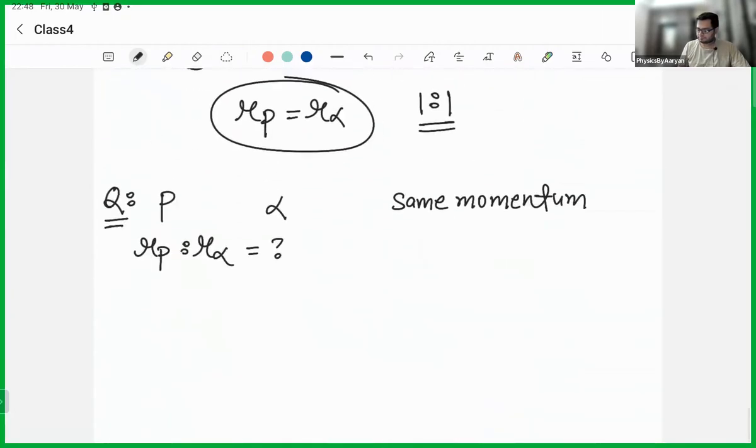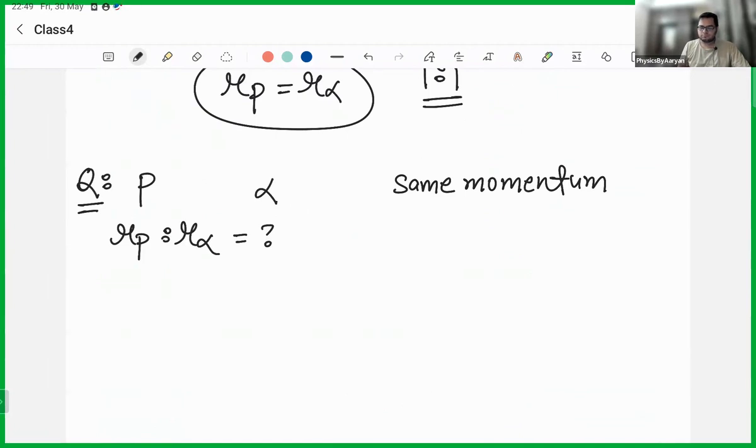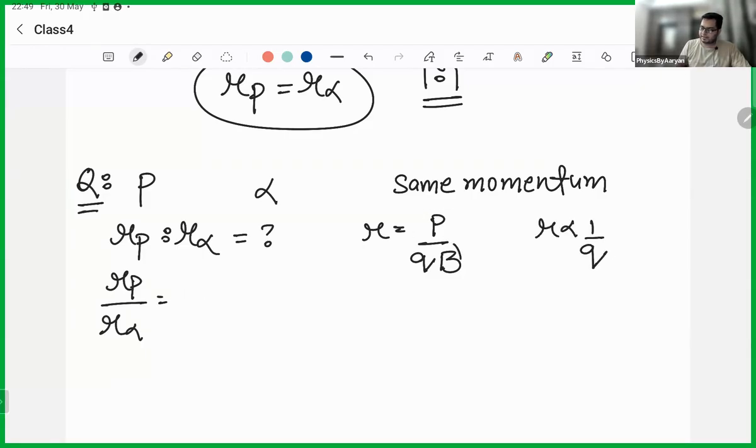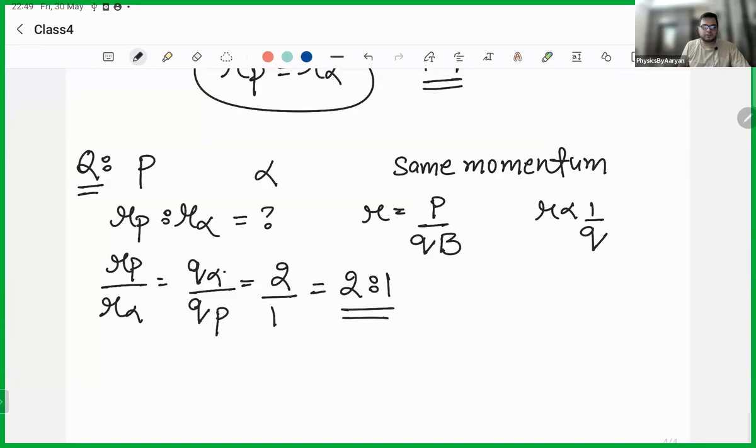Okay, now you tell me. Now you are all getting the correct answer because you see radius is given by p by qB. In this case the momentum is given same, so I will be using the formula for momentum. So r_p by r_alpha is actually, basically radius is inversely proportional to charge because momentum is same, magnetic field is same. So r_p by r_alpha is going to be q_alpha by q_p. Charge on alpha particle is 2, charge on proton is 1, so the ratio is 2:1. Very simple question.